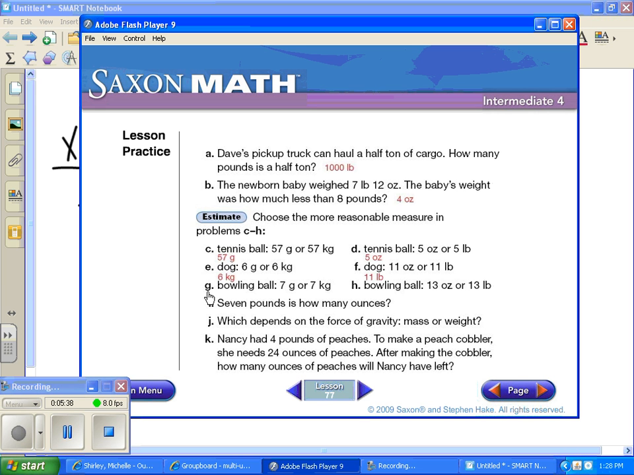A bowling ball: 7 grams or 7 kilograms? Would a bowling ball weigh the same as 7 paper clips? No, 7 kilograms. H, a bowling ball: 13 ounces or 13 pounds?